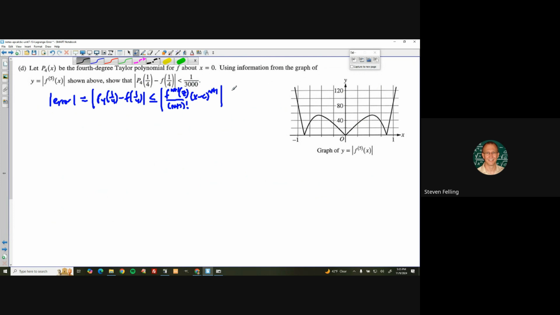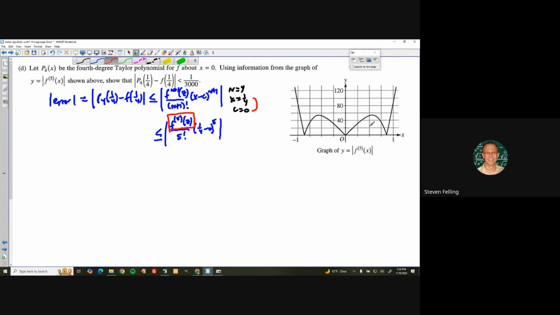And in this problem, the n is 4, the x value is 1/4, and the centering value is 0. So now I can start filling this in. This is f n plus 1. So that's actually f to the 6th, right? I'm sorry, f to the 5th. Because if n is 4, this would be the 5th derivative evaluated at z over n plus 1, which is 5 factorial. And then this would be 1/4 minus 0 to the 5th power. The last thing we have to figure out is the maximum value of the 5th derivative at z between 0 and 1/4.